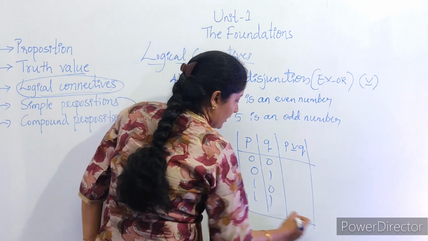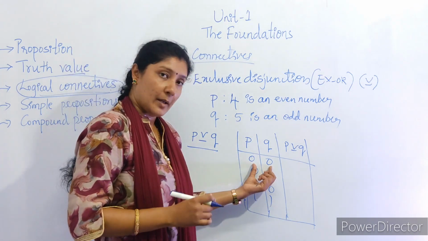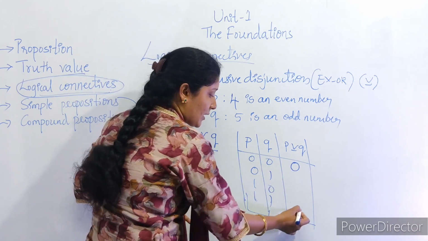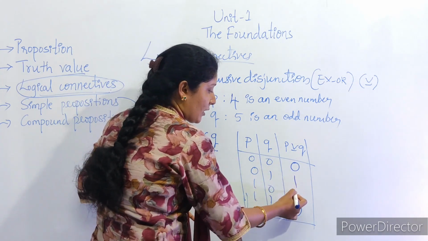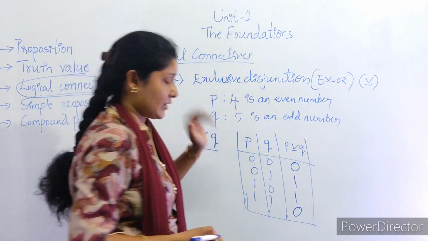See, XOR, if you remember, what is the definition of XOR? When both the inputs are the same, then the output is 0. Else, the output is true. Okay, so this is about exclusive disjunction.